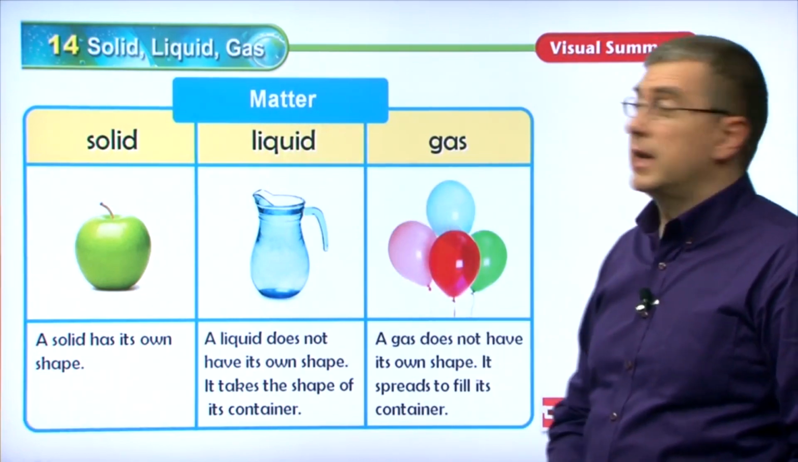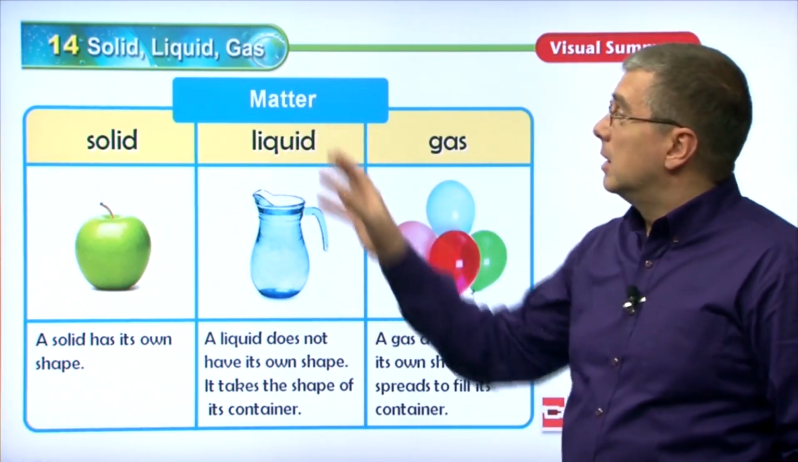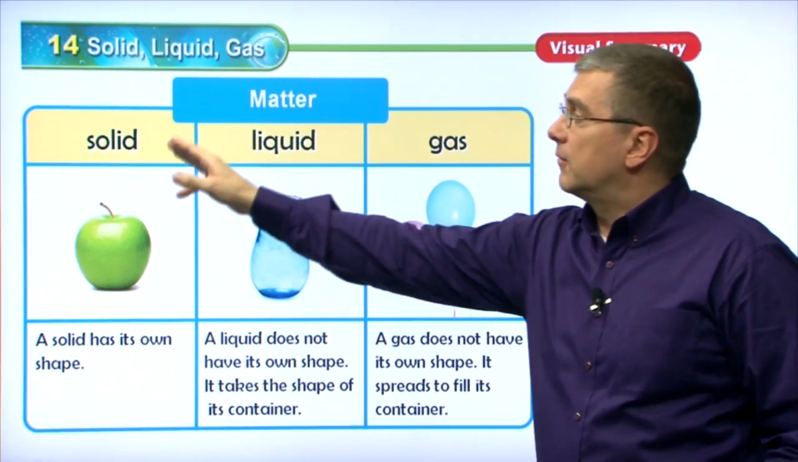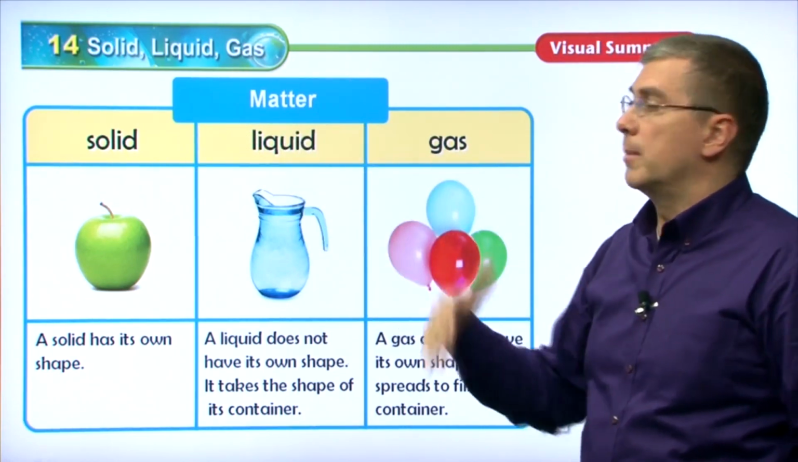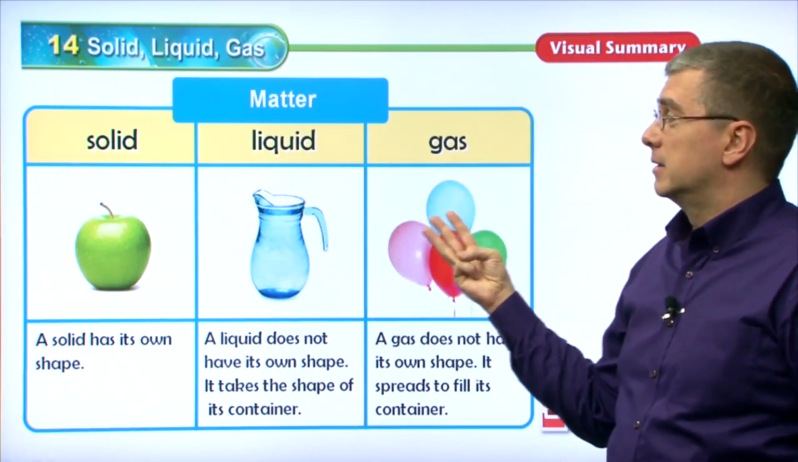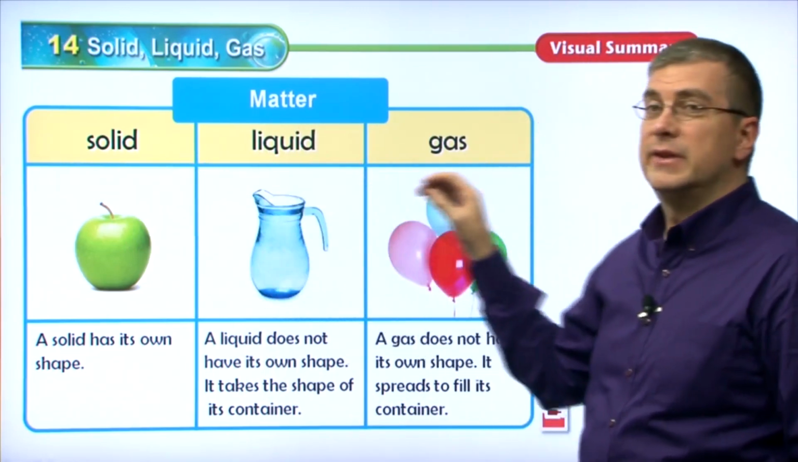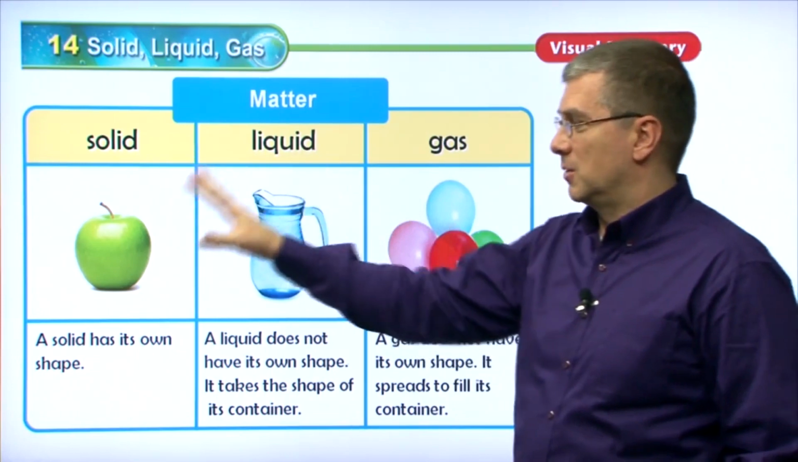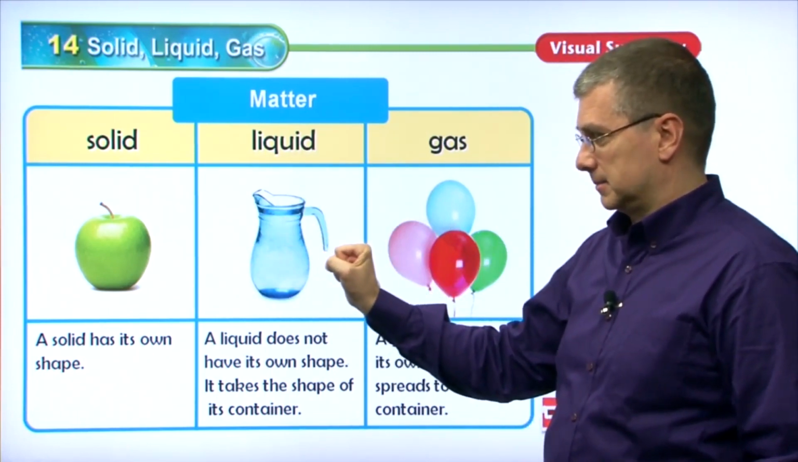Okay, we have our nice chart here. We have different types of matter. We have the different forms of matter. Remember, we're talking about solid, liquid, gas. This is the coldest, and this is the hottest, in terms of what the matter is.